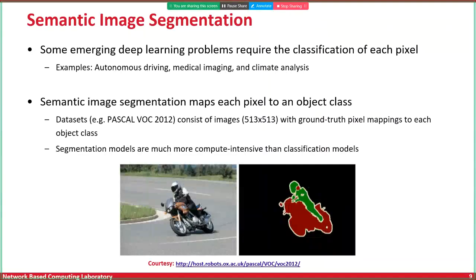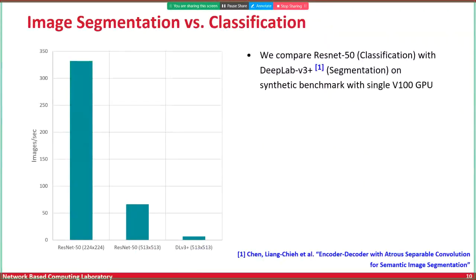And they typically contain larger images, 513 by 513, than image classification. And they're typically more compute intensive than ResNet 50, which was our motivating example here. So we compared ResNet 50, which is a classification model, with DeepLab v3 Plus, a segmentation model, on a synthetic benchmark with a single V100 GPU.